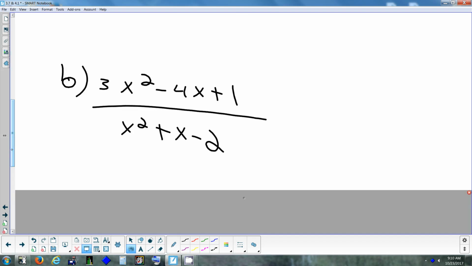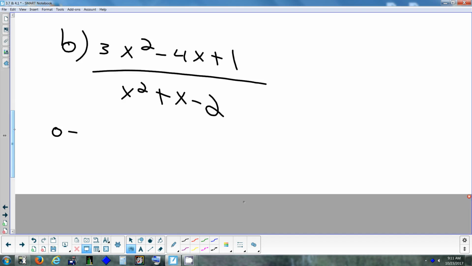Okay, let's try this one. B. This one you really can't just look at it and get the answer. So, Dylan, what do I have to be careful about? We have to make sure that the denominator is not what? Equal to 0. So let's set the denominator equal to 0 and find out the values we can't use.